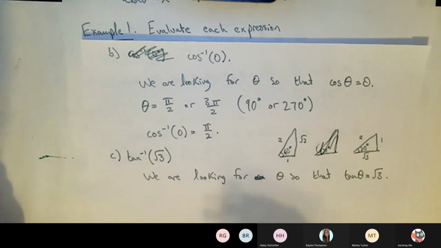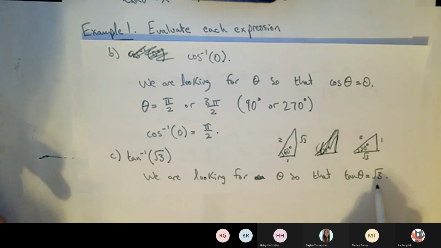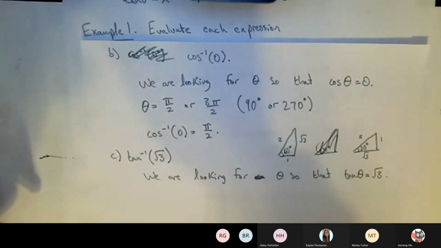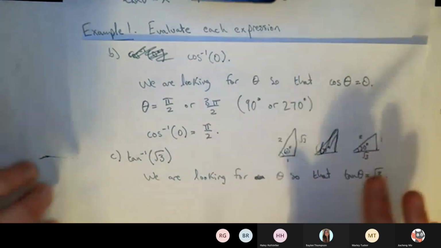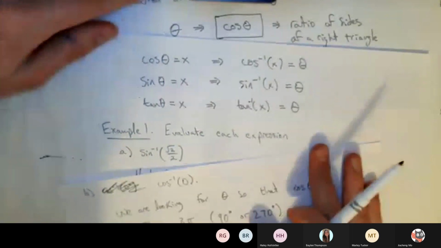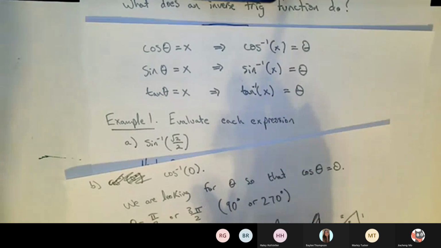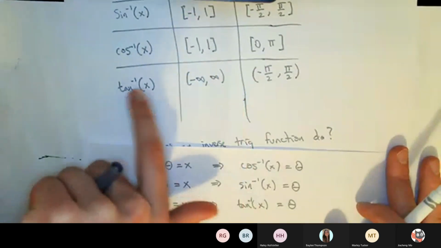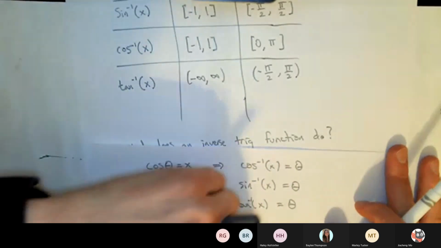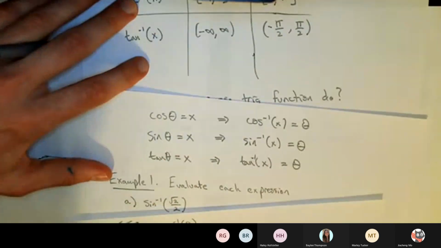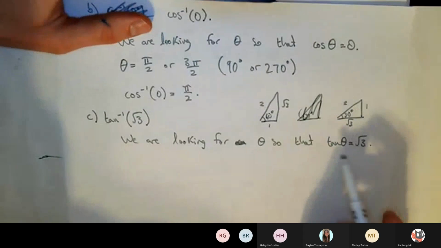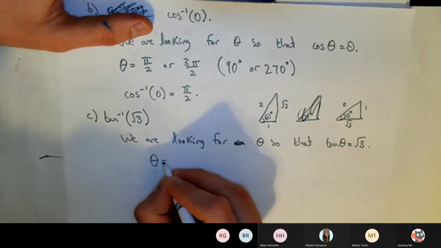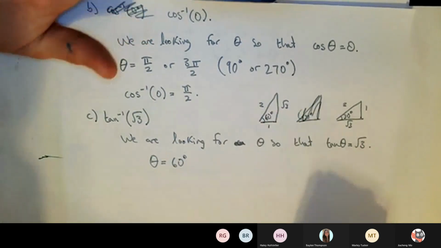60 degrees. But I also know that tangent can give me a positive output like this all the way in quadrant 3. But do I even need to worry about it? Well, let me look at my range. The range of tangent inverse is from negative pi on 2 to pi on 2. That's the first and fourth quadrant. So I don't need to worry about that other angle in the third quadrant. So theta is just 60 degrees.